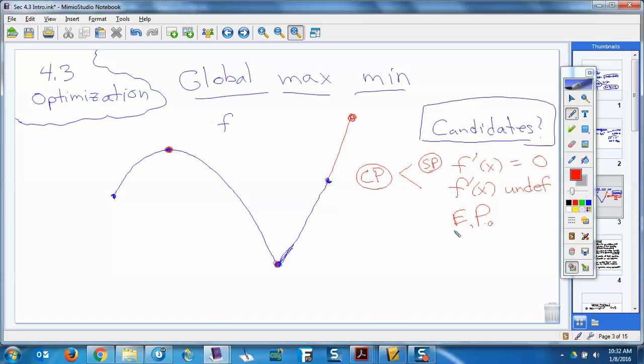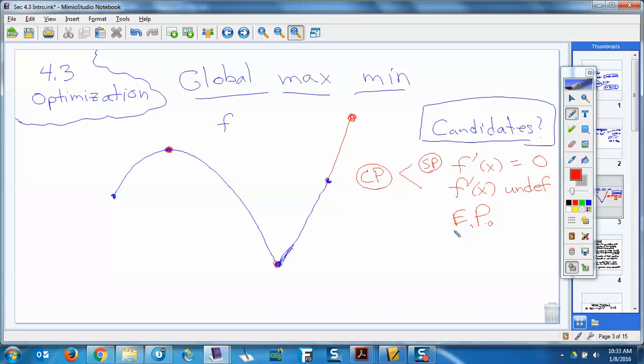And those were our candidates. I always like to say we have 3 sets of places we have to look. Now, some people might say that's 4, because there are 2 endpoints, or some people might say that's just 2, endpoints and critical points. I usually say it's 3. We have to check derivative 0, derivative undefined, and endpoints. That's how I usually think about it.